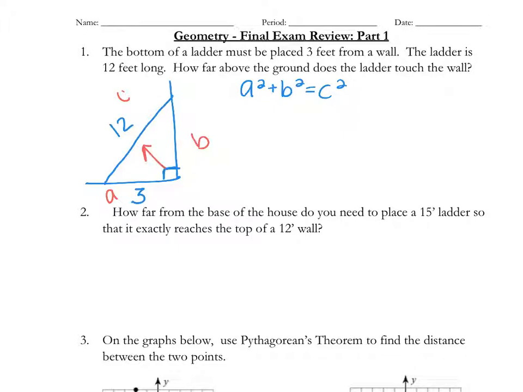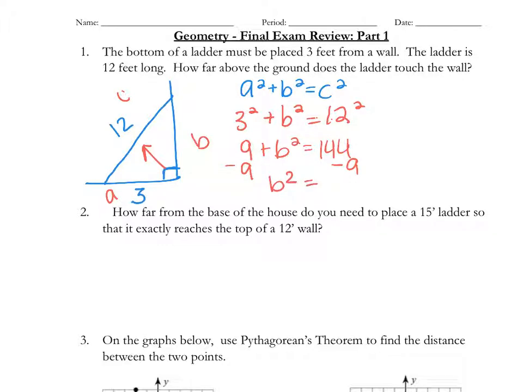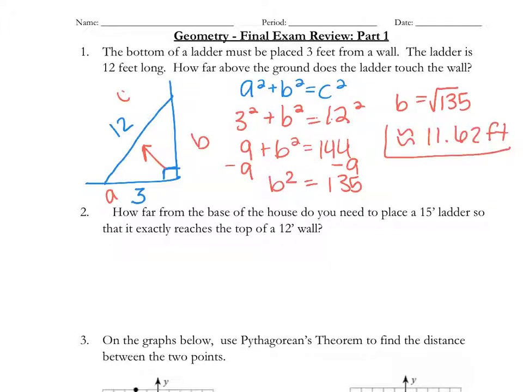So I'm just plugging in what I know. 3 squared plus b squared equals 12 squared. So that's 9 plus b squared equals 144. Take away 9, b squared equals 135, and then b is the square root of 135, which is about 11.62 feet. So that's how high up the wall it'll hit.